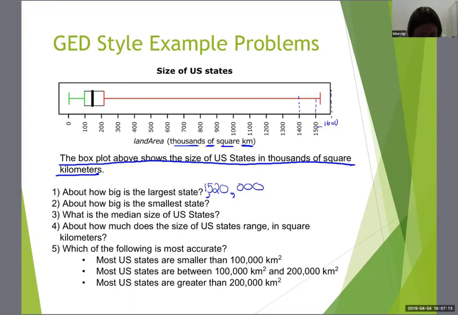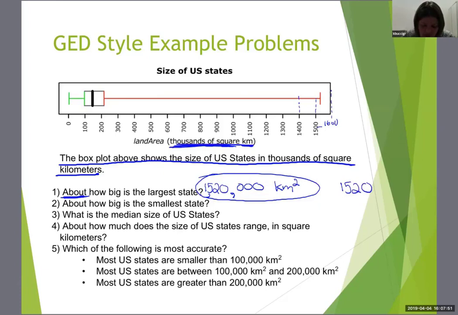This is 1,520,000 square kilometers. And I'm too lazy to spell square kilometers. I'm going to abbreviate it like that. Are you cool with that? I'm not saying square my number. I'm saying I'm too lazy to spell square kilometers. So about how big is the largest state? Super duper large. And again, we had the word about, so we approximated. And thank you so much for not getting fooled and not just writing 1520. That's what most students would do because they wouldn't pay attention to this at all. That's in thousands. Okay, is that good?